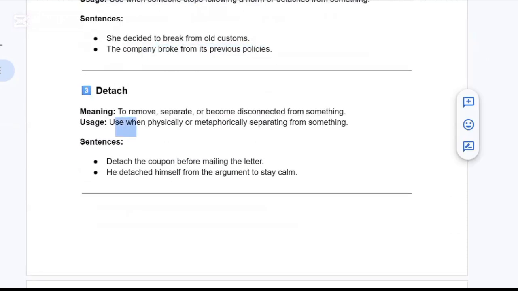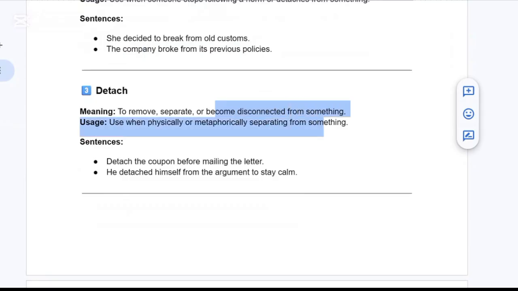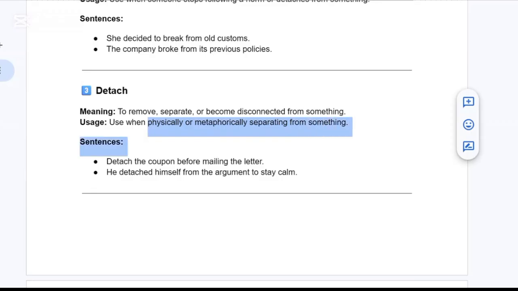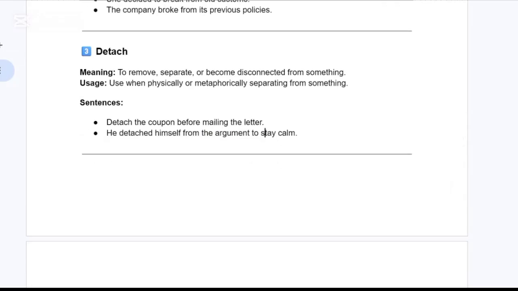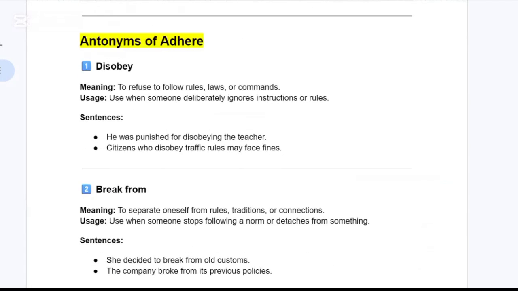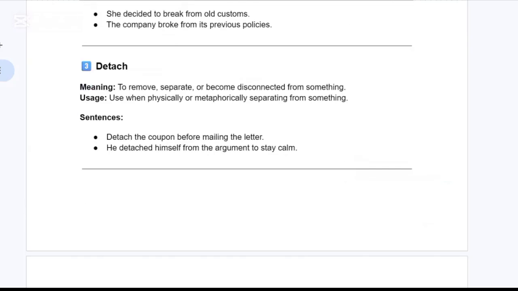Detach: to remove, separate, or become disconnected from something. It is used when physically or metaphorically separating from something. He detached the stamp before mailing the letter. He detached himself from the argument to stay calm. The antonyms are disobey, break from, detach.